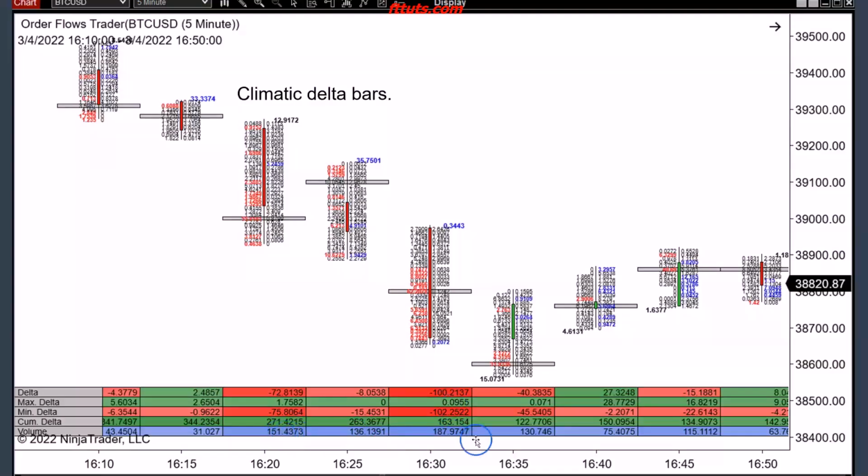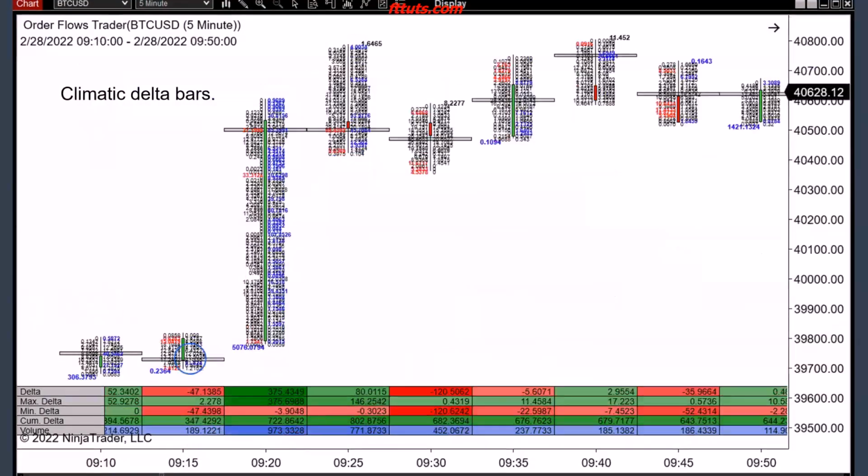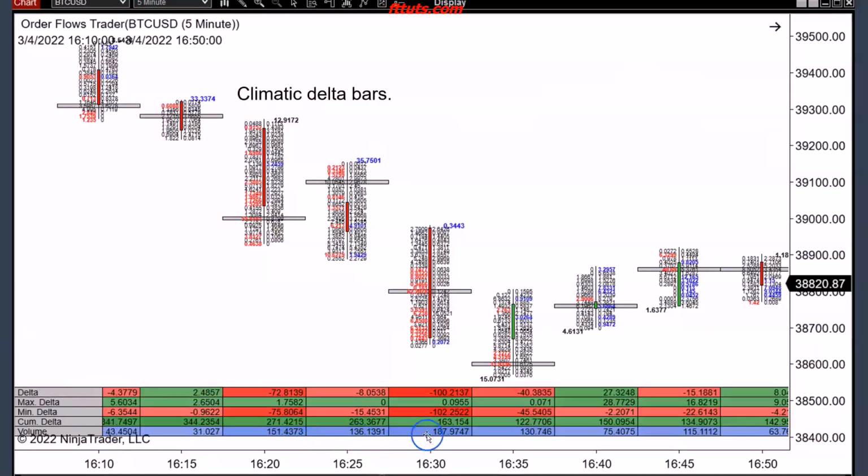Okay, and delta's not that far off. Volume is pretty average. 187. Previous bar is 136. Previous bar is 151. Here you're getting 547 versus 77. 973 Bitcoin traded versus 189. It's an imbalance in the volume as well, as opposed to just it's more, but 187 versus 136 is not an imbalance. It's a little bit larger than recent history, but it's still within the realm. It's possible to get that.